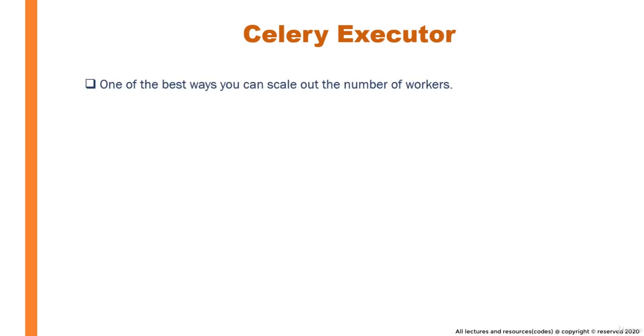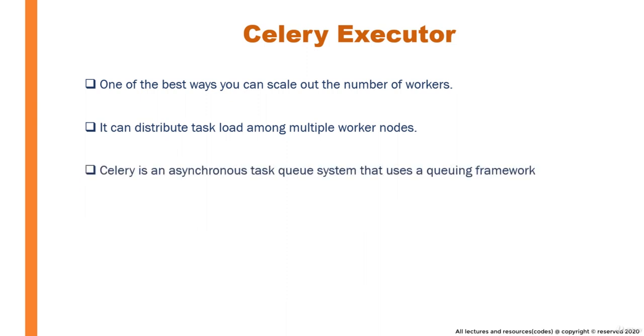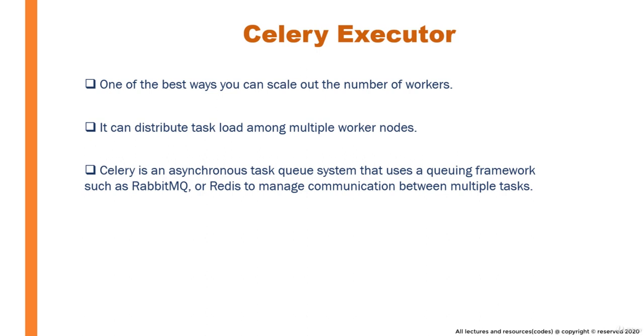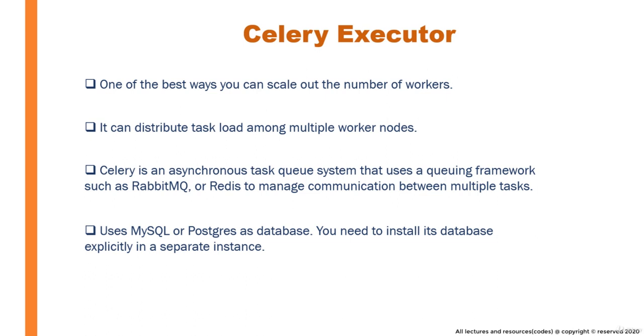Celery executor is one of the best ways you can scale out the number of workers. Yes, we know it. It makes it easy to scale out workers horizontally when you need to execute lots of tasks in parallel. Using Celery executor, you can distribute task loads amongst multiple worker machines to take task parallelism to another level. Celery is an asynchronous task queue based on distributed message passing, and for that, at the backend it uses a message queuing framework such as RabbitMQ or Redis to manage communication between multiple task services. Same as the local executor, Celery also requires a backend database to store your task results, databases like MySQL or Postgres.